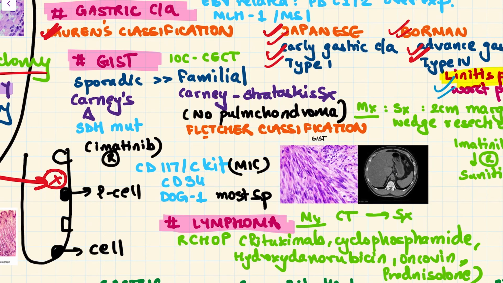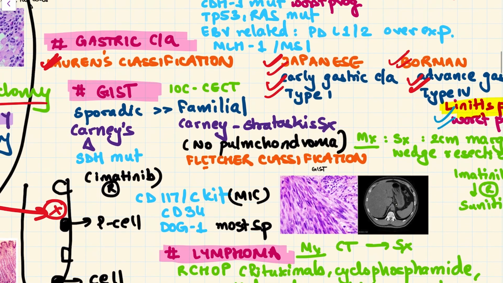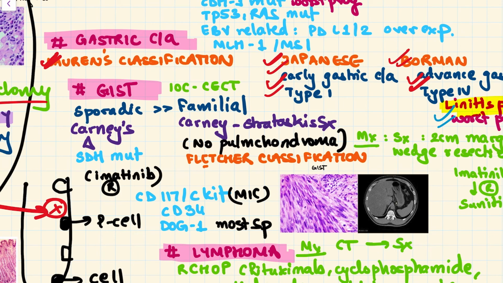Next is GIST, right? It is the most common mesenchymal tumor. There was this one question, a previous year question, that the most common epithelial tumor is adenocarcinoma, and the most common mesenchymal tumor is GIST, right? For GIST, the investigation of choice is CECT, and sporadic is most common, right?